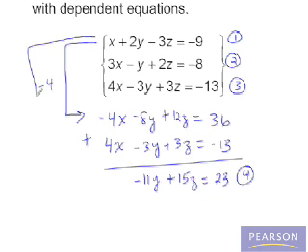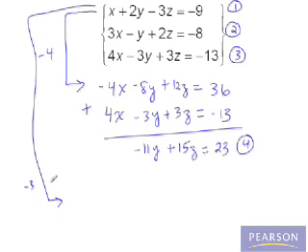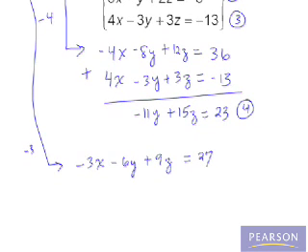So let's multiply the top equation by a negative 3, giving me negative 3x. 2y times negative 3 is a negative 6y. Negative 3z times negative 3 is a positive 9z. And negative 9 times negative 3 is a positive 27. And we're going to add that to equation 2, which is 3x minus y plus 2z equal to negative 8.